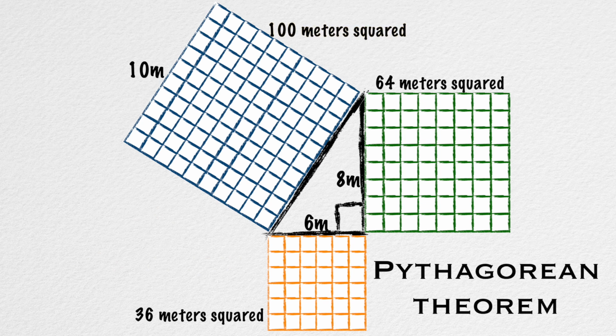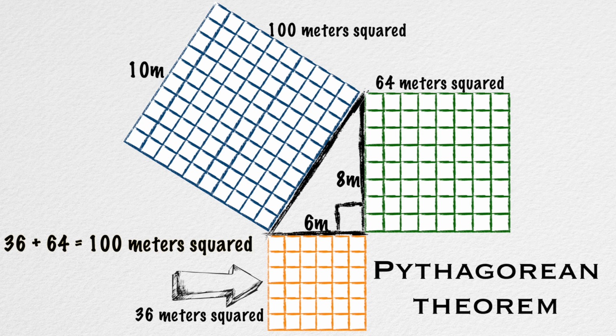Notice what happened. If we add this square and this square, which is 36 meters squared plus 64 meters squared, we get 100 meters squared, which is the area of this square, whose side is the hypotenuse.